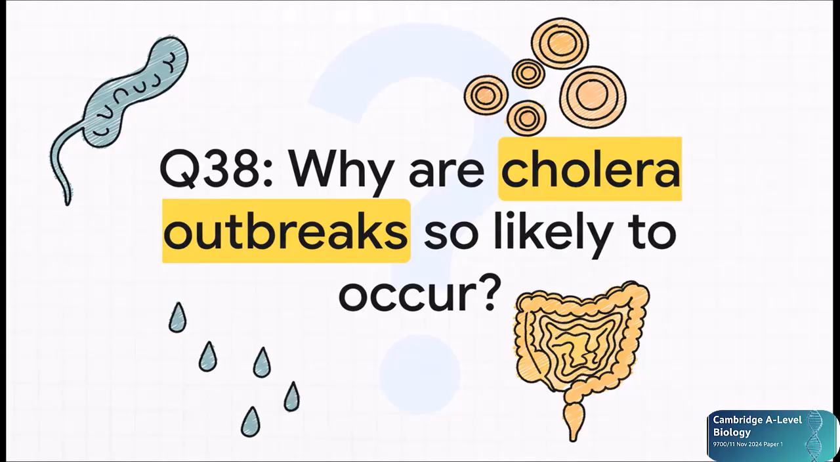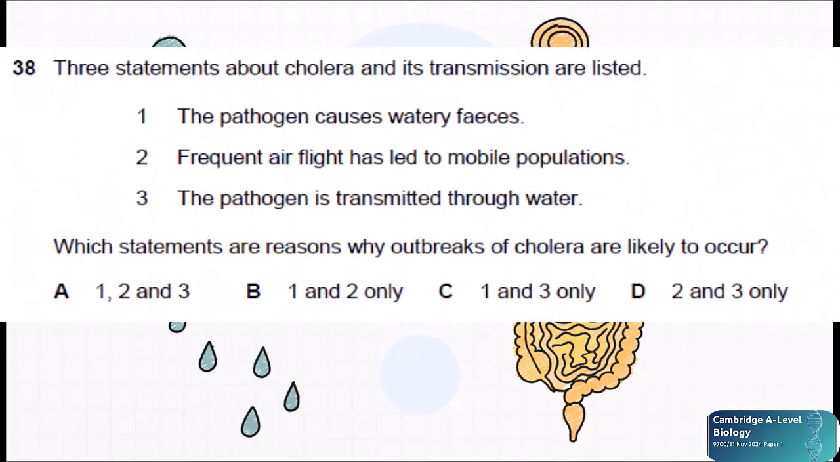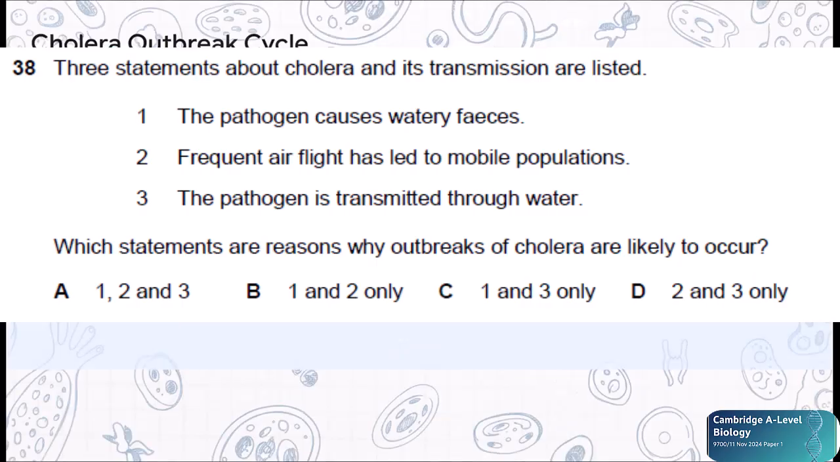Next up, question 38. Cholera. What is it about this particular disease that makes it so good at causing these huge, widespread outbreaks? We need to think about the pathogen itself and how it gets around. This is basically the perfect storm for an epidemic.